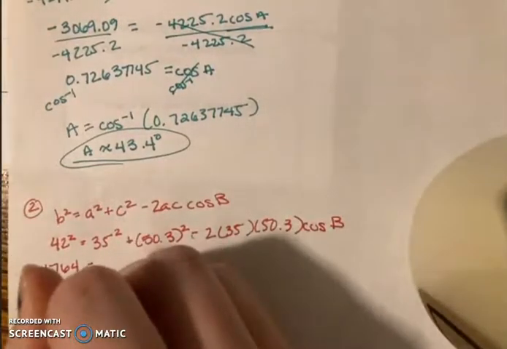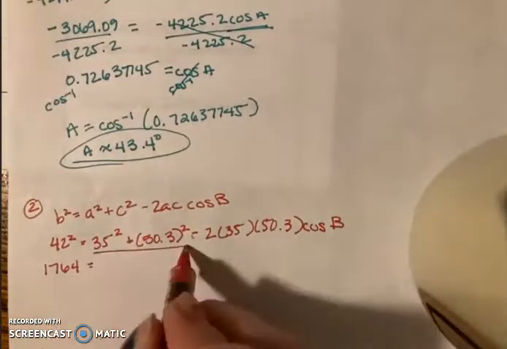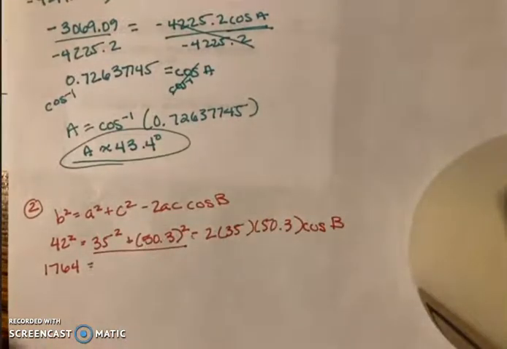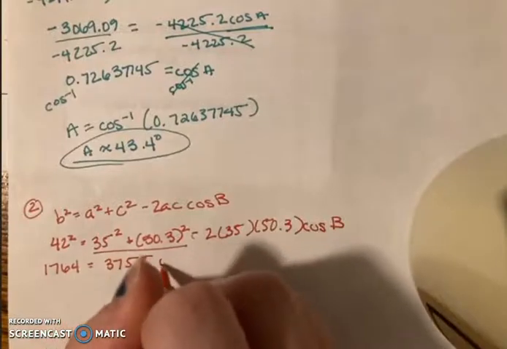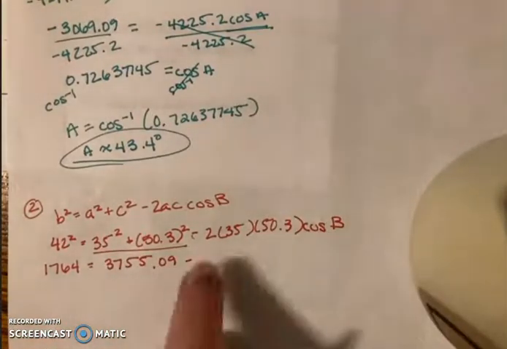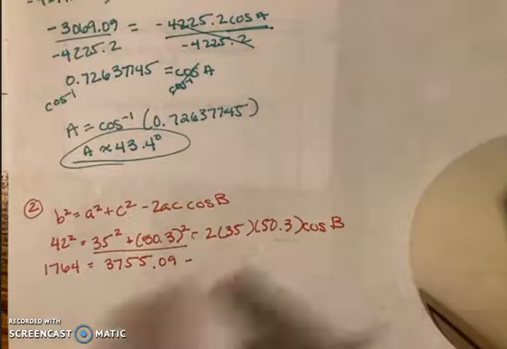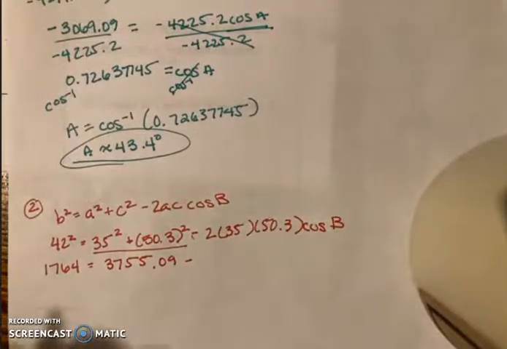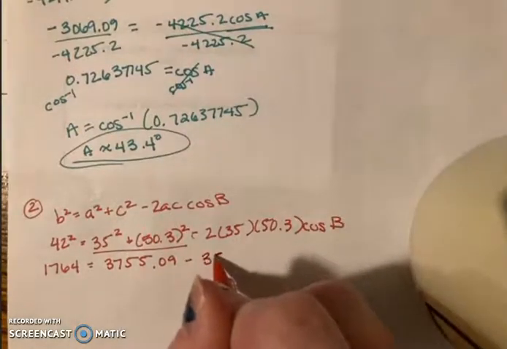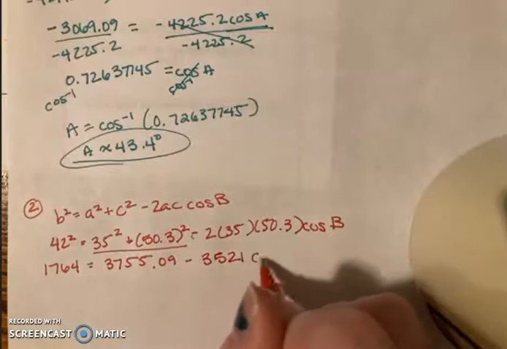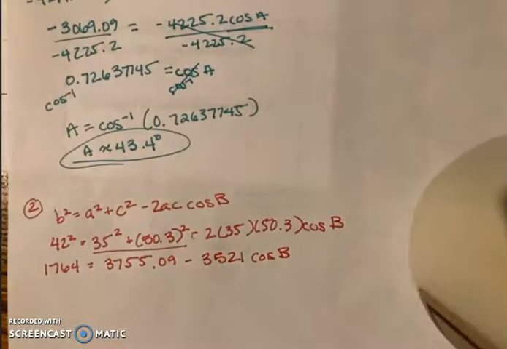is 1,764. I'm going to go ahead and add these two together. So 35 squared plus 50.3 squared in my calculator gives me 3,755.09. Minus, I'm going to multiply these constants together. So 2 times 35 times 50.3 is 3,521 cosine of B.